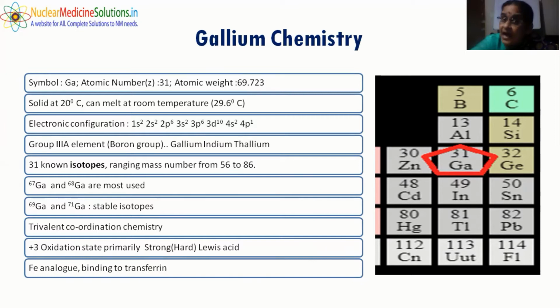Now this is an ion analog, and so it follows this kind of mechanism of movement inside the body once it is injected. It binds to transferrin in the plasma protein, and it reaches the region of interest accordingly. So the gallium acts like an analog to iron.